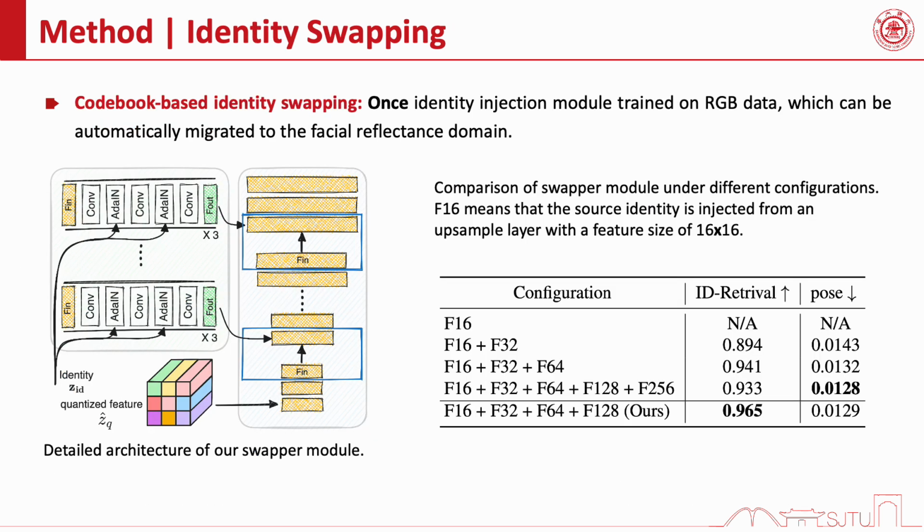We explore training identity swapping in the RGB domain and automatically transferring the identity swapping capacity to the facial reflectance domain. Specifically, we propose an identity condition swapper module and integrate it with the above-learned quantized autoencoder. After swapping, we stitch the 3-view reflectance images to get the final reflectance map.